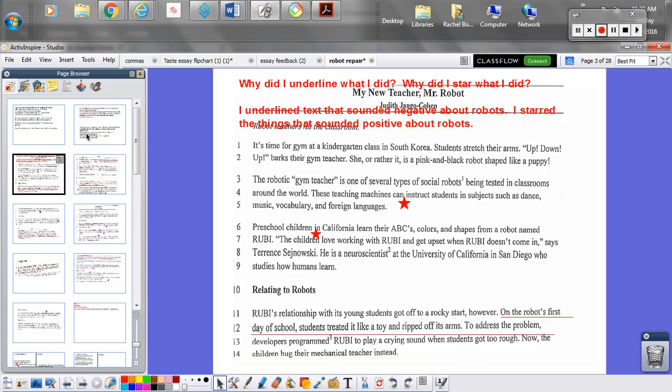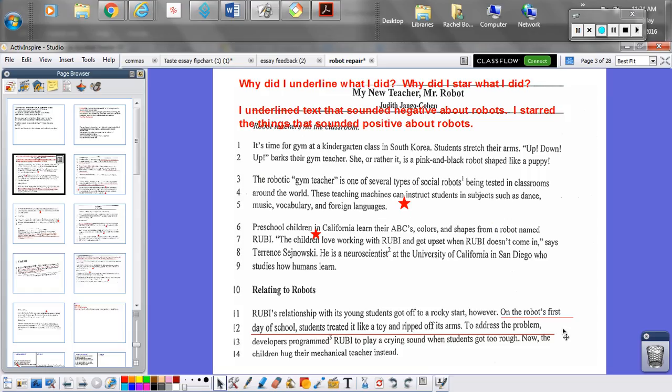So in the text, as we begin reading, we come across something here that we decided to star. These teaching machines can instruct students in subjects such as dance, music, vocabulary, and foreign languages. We also chose to star that preschool children in California learn their ABCs, colors, and shapes from a robot named Ruby, and the children love working with Ruby and get upset when Ruby doesn't come in. And we chose to underline, on the robot's first day of school, students treated it like a toy and ripped off its arms. Why did I underline what I did? And why did I star what I did?